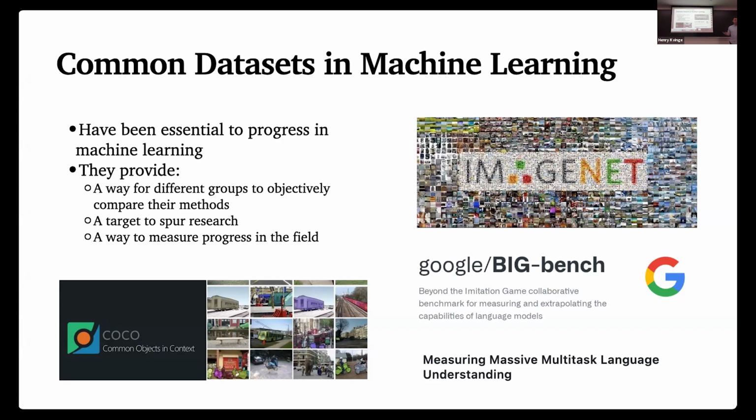Now, arguably, in some fields of machine learning, this has gone maybe too far, where a lot of the work is now driven by very tiny incremental improvements on some very canonical data set that may not represent the actual problems in the real world anymore.